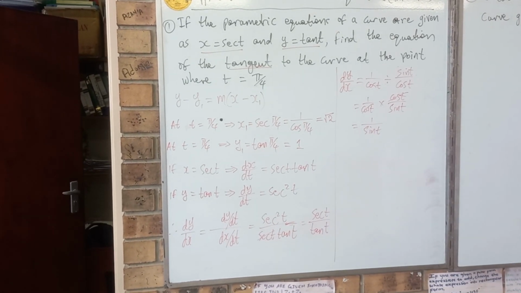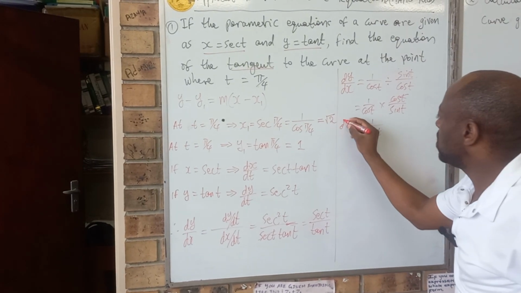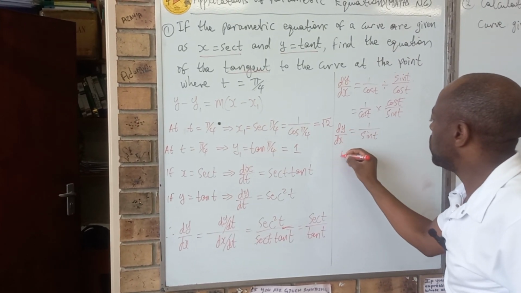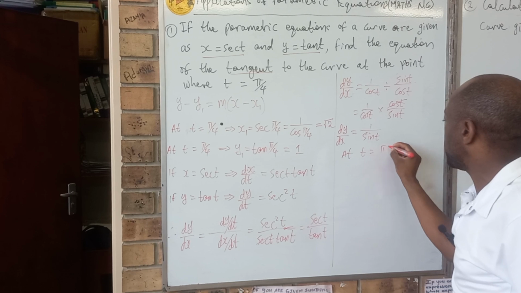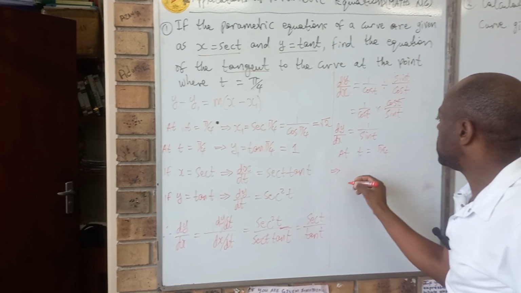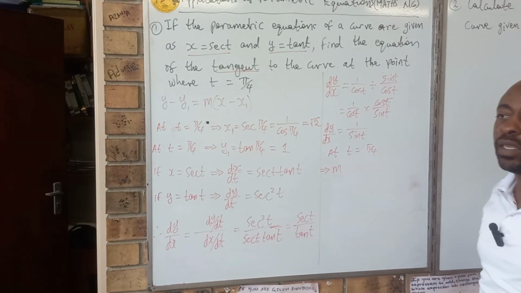So that's my dy over dx. At t equal to pi over 4, this dy over dx is supposed to become the gradient.